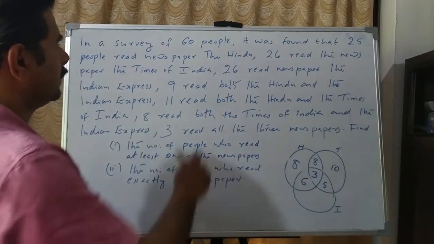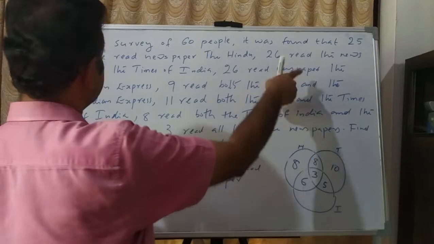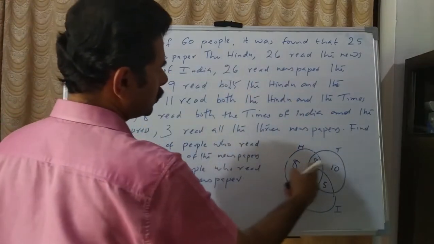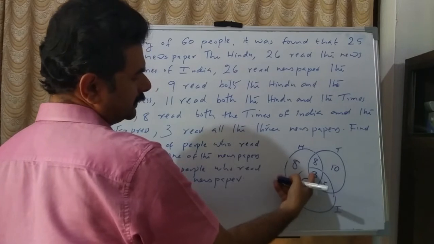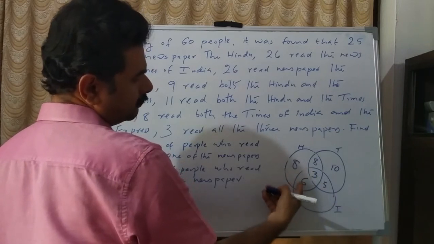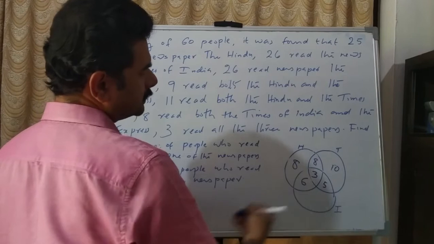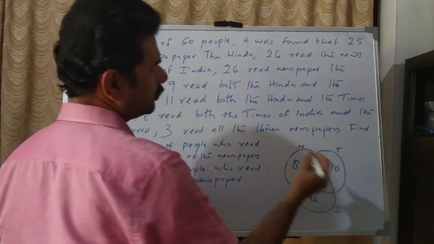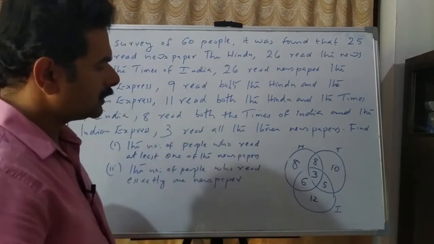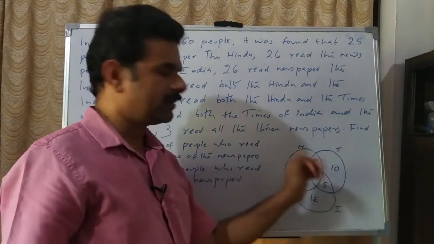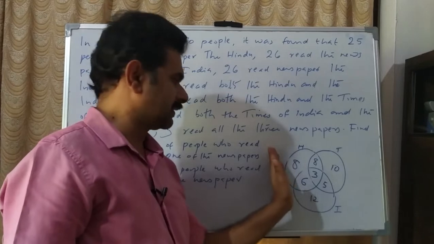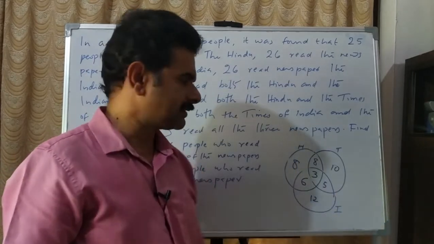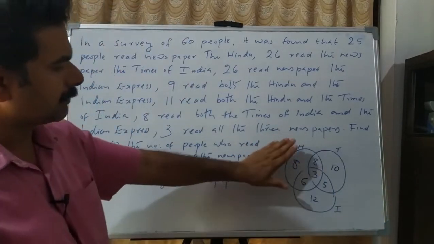Okay, right. Then again 26 read the newspaper The Indian Express. This also is 26. So how many here? 5 plus 3 is 8, 8 plus 6 is 14, 14 plus 12 is 26. So all the columns were filled by the number of people who read the corresponding newspapers accordingly, isn't it? So our step is almost okay.